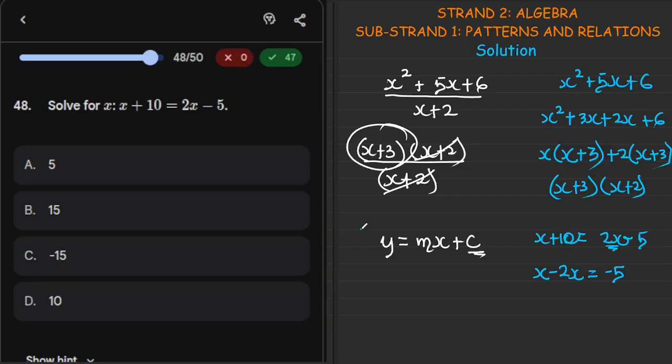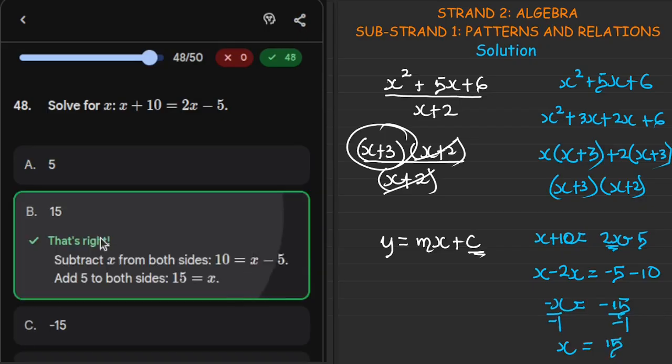So this positive 10 also moves to the other side to become what? A negative 10. With that, we have x minus 2x giving us a negative x, and then it's equal to a negative 15. It is x we want and not negative x. Hence, we would have to divide both sides by negative 1. So that we have x being equal to what? 15. As simple as that. And that is B.